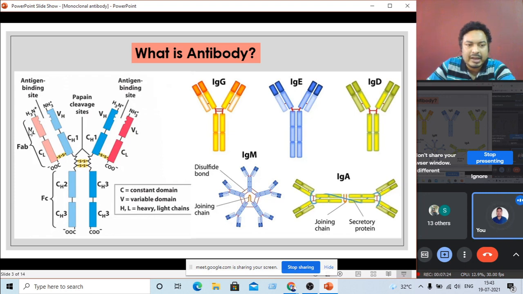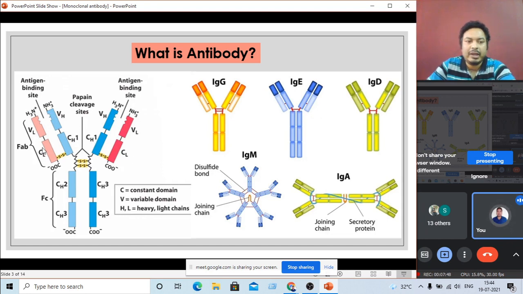That means variable region of light chain, and this is VH, variable region of heavy chain. This is also variable region of heavy chain. This is also variable region of light chain. Okay, and below you can see CL, CH: constant region of light chain, constant region of heavy chain, constant region of heavy chain, constant region of light chain.